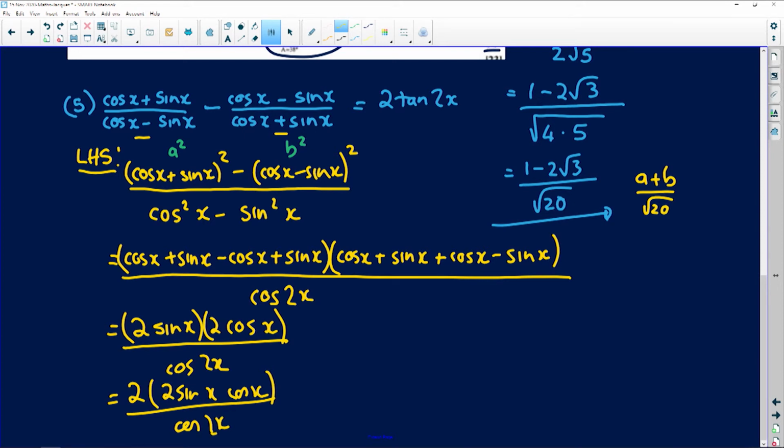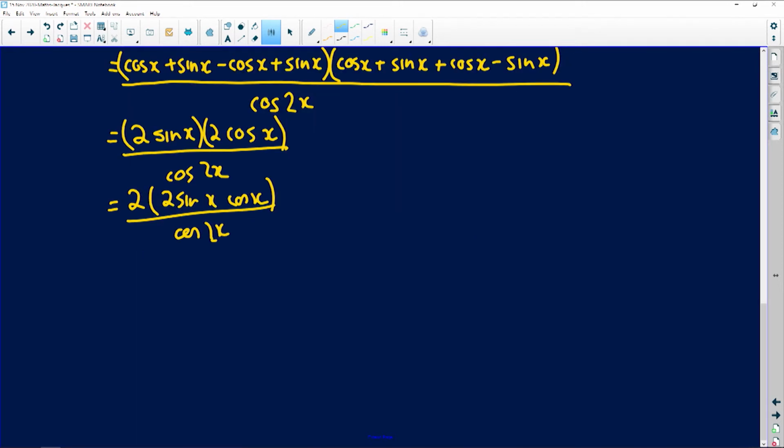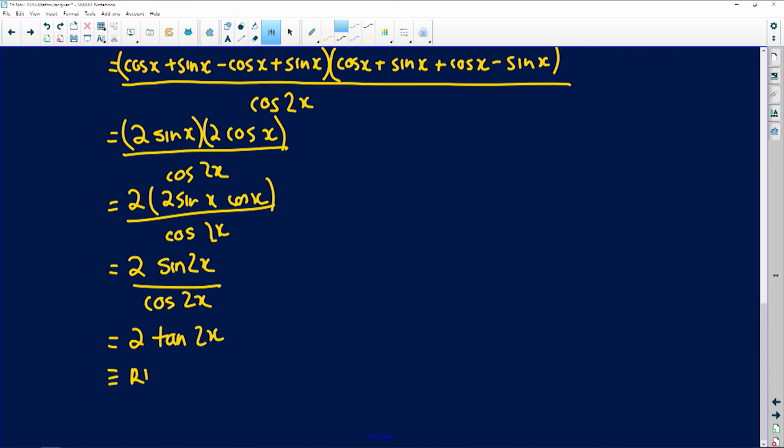Now, folks, I'm trying to write as quick as I can. My handwriting is looking terrible here. Let me just change that so that it looks like a cosine of x. Now we know the top becomes the sine of 2x. The denominator becomes, or is still, the cos of 2x. And voila, this is twice the tan of 2x, which is indeed our right-hand side.